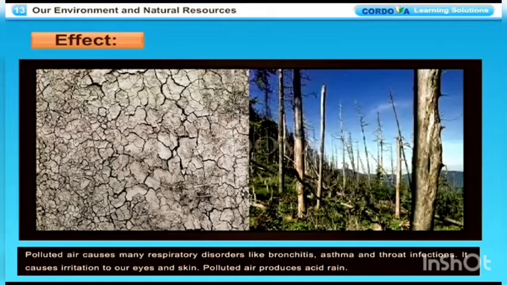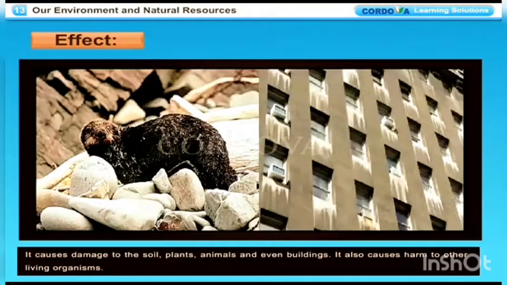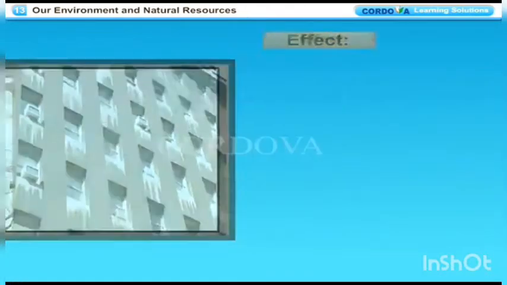Polluted air produces acid rain. It causes damage to the soil, plants, animals, and even buildings. It also causes harm to other living organisms.